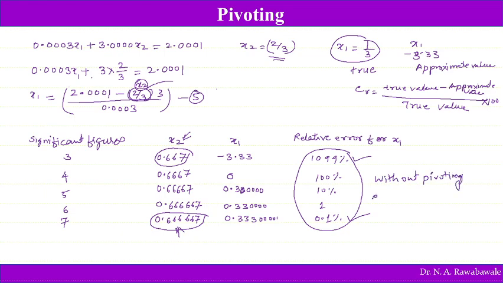Without pivoting, the error is inversely proportional here to the number of significant figures we consider.